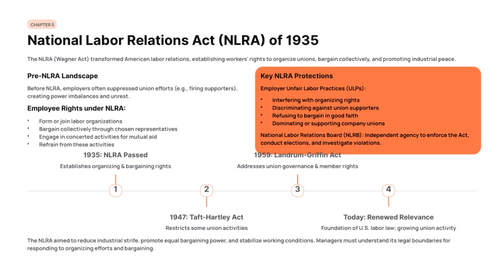The key protections under the NLRA include the rights for employees to form or join labor organizations, bargain collectively through chosen representatives, and engage in concerted activities for mutual aid and protection. Before the NLRA, employers often suppressed union efforts, firing supporters or intimidating workers, leading to power imbalances and unrest. But with the Wagner Act, these issues began to change dramatically. In essence, the NLRA transformed American labor relations by establishing workers' rights to organize, bargain collectively, and fostering industrial peace. It's a cornerstone law that continues to shape how labor and management interact today.